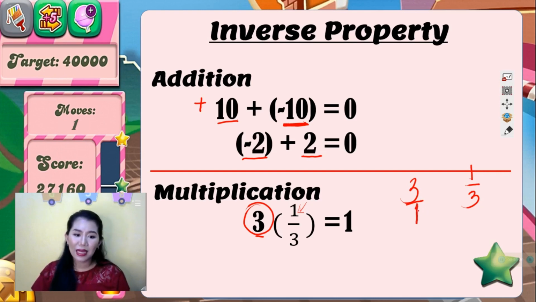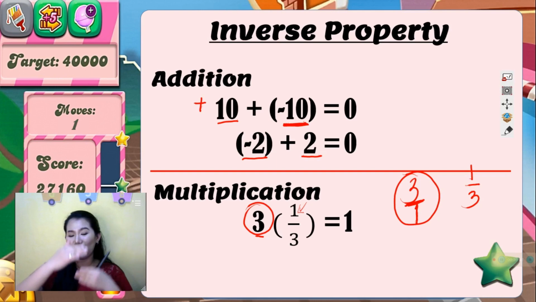Saan ba galing yung 1 na yan? Invisible lang siya. Okay, meron talaga yan. Lahat ng whole number ay may invisible denominator na 1. So, kapag kinuha mo yung inverse niya, or in some other term, reciprocal, pagbaliktarin mo lang yung numerator at saka denominator. So, ang nangyari, yung 3 natin dito na nasa numerator ay naging denominator doon sa inverse niya. Kapag minultiply mo daw silang dalawa, ang sagot niyan ay laging 1.